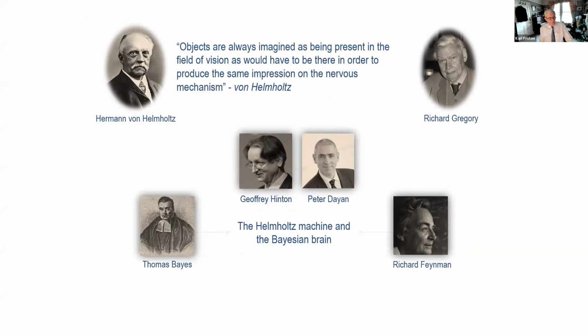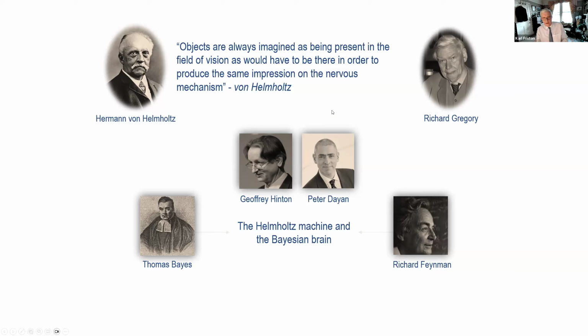And of course, this idea was articulated beautifully by Helmholtz. For example, objects are always imagined as being present in the field of vision, as would have to be there in order to produce the same impression on the nervous mechanism. Again, what it's saying is that it has to be on the inside. You have to have the percept or the explanation, the hypothesis, in order to use the sensory data either to confirm or disconfirm your hypothesis. And of course, that is very close to the notion of people like, say, Richard Gregory in terms of perception as hypothesis testing. And this basic notion has been used to great effect by many people.